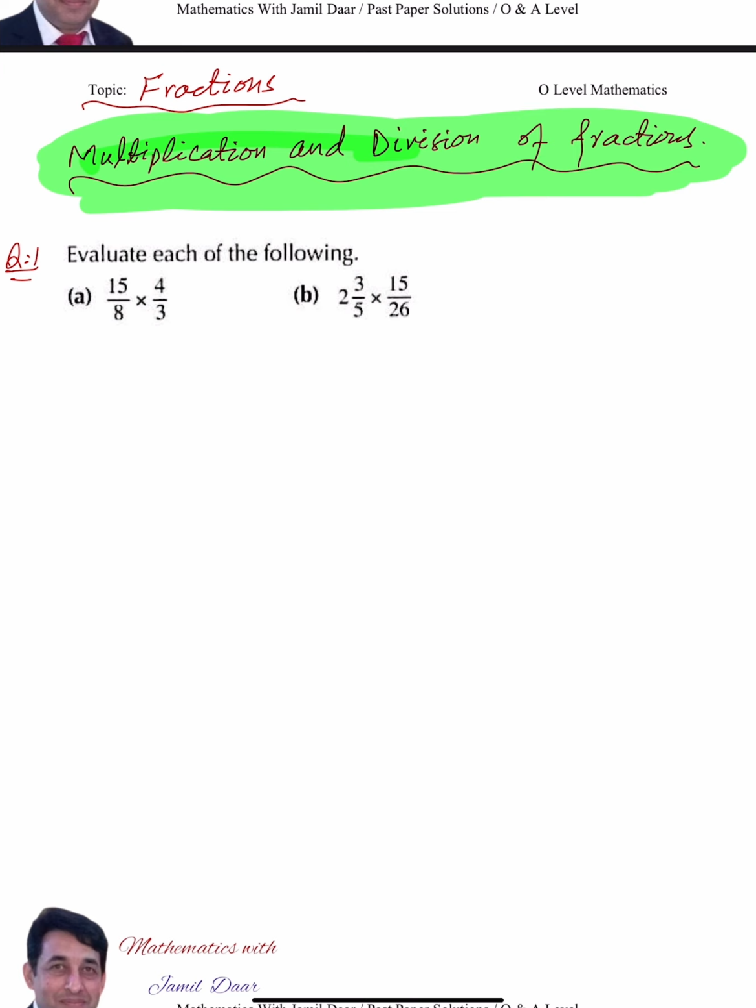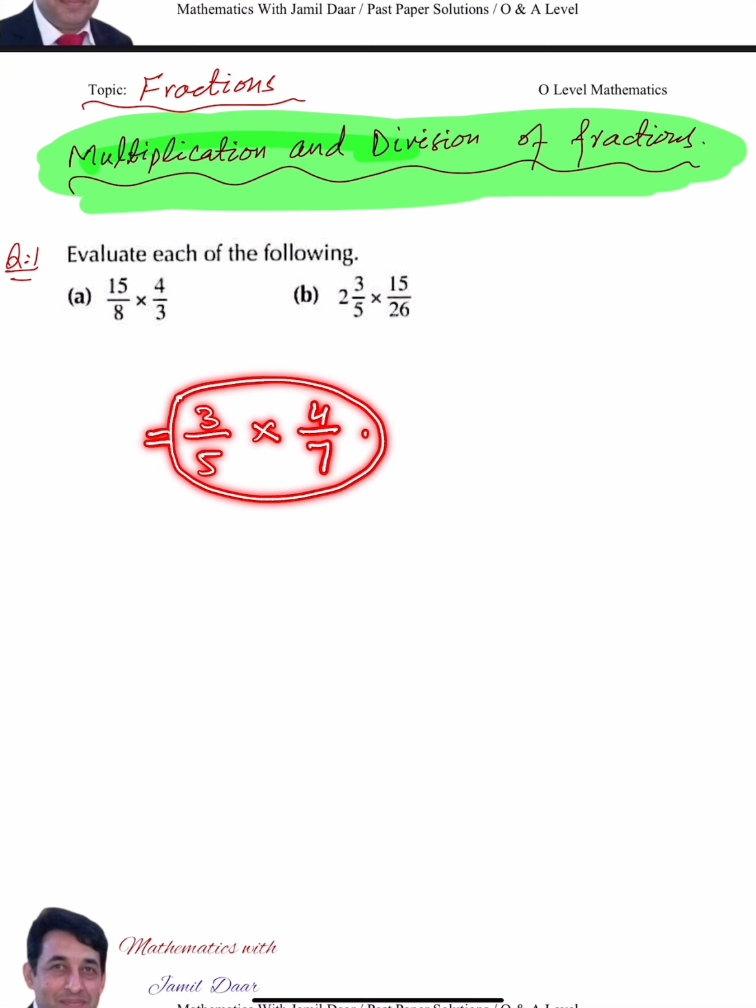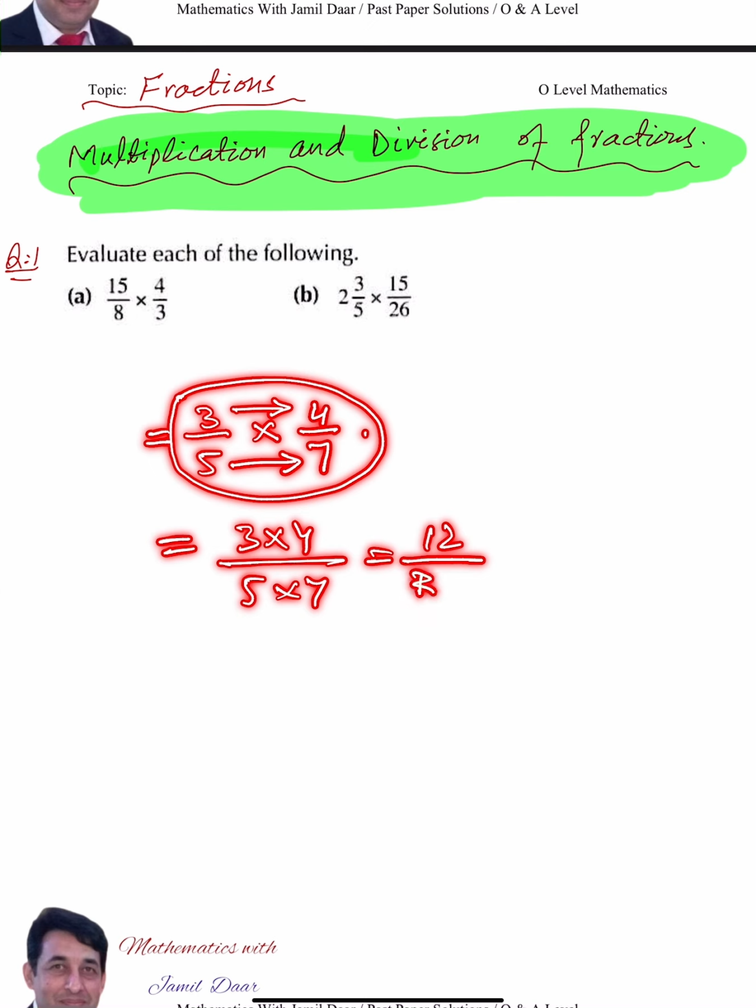Okay, when you multiply fractions, so what happens? There's 3 by 5 into 4 by 7. If there is nothing cancelable between the numerators and the denominators, then the numerator will multiply by the numerator and the denominator will multiply by the denominator. That means 3 times 4 over 5 times 7, and this will become 12 over 35.